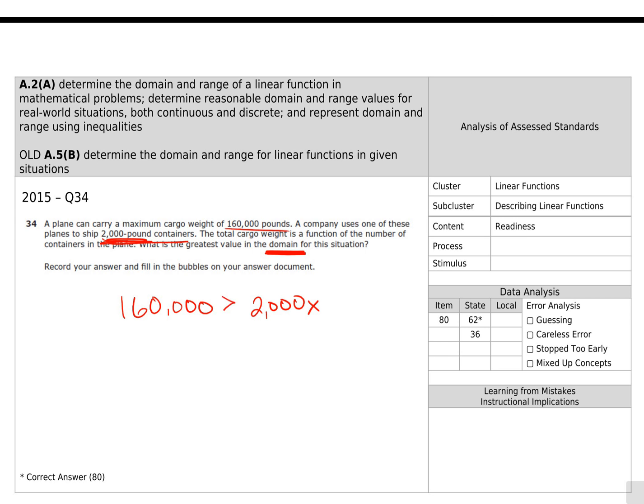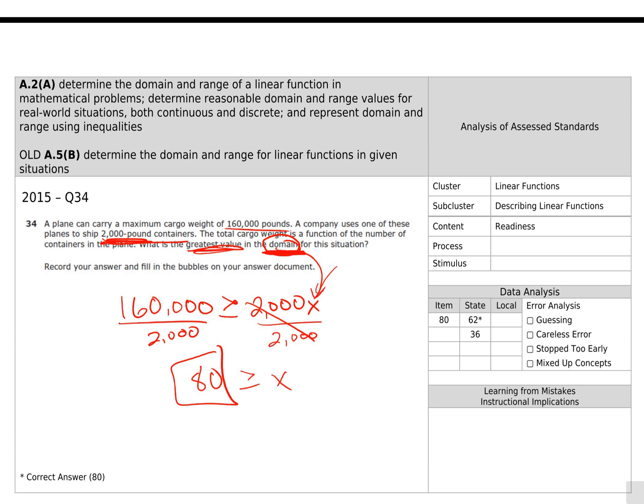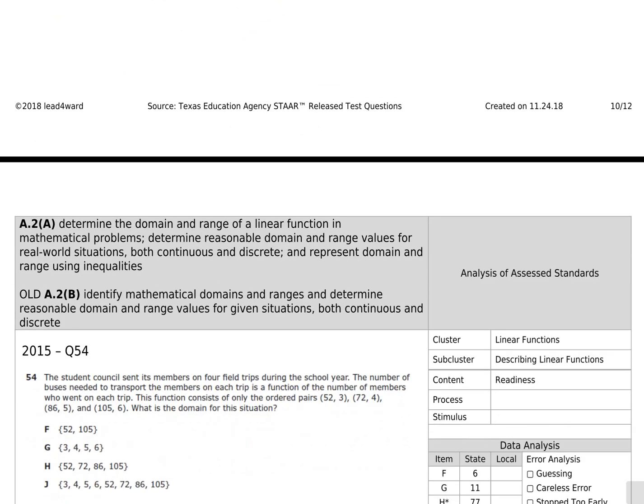That cannot exceed 160,000. So this side, the number of containers, is smaller than or equal to 160,000. And it asks what's the greatest value for the domain. The domain is our x. And so we divide by 2,000, divide by 2,000, and we end up with x must be less than or equal to 80. 80 is the most, the number of containers. So the reason this is a domain and range question is because you had to know what domain was, what it was looking for, but then to figure it out, you just had to think logically through it.